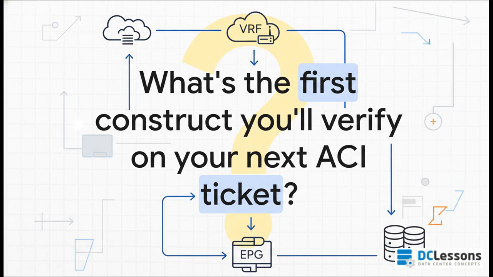By starting at the VRF and methodically working your way down to the EPG, you can pinpoint issues so much faster. It really transforms troubleshooting from a frustrating guessing game into a logical, repeatable process. So the next time a connectivity ticket lands on your desk, you'll know exactly where to start.